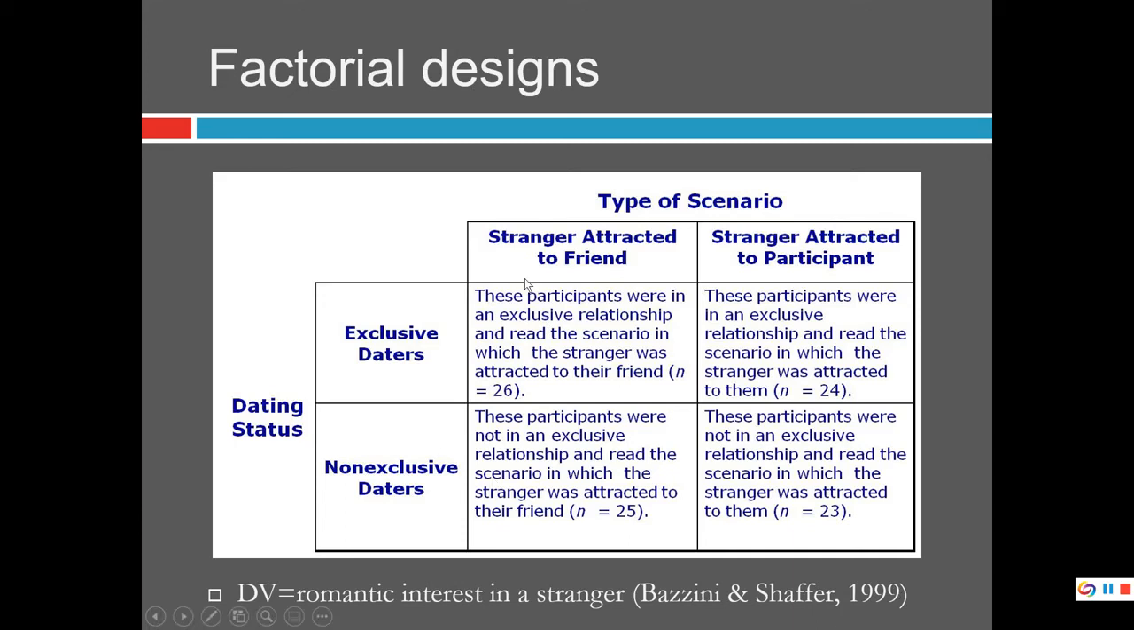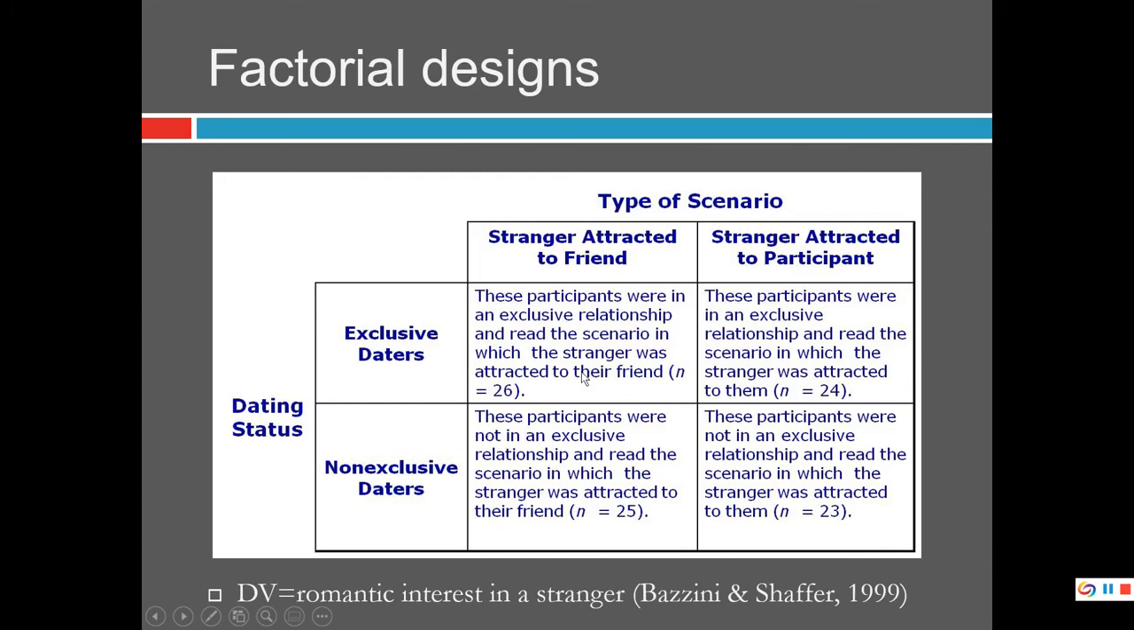So again, you can just see how these things are totally crossed. Have descriptions here that reflect that these are about exclusive daters, reading about someone attracted to their friend, and so on. In this particular study, these were between subjects designs. So there were either exclusive or non-exclusive daters, or either assigned to the attracted to friend or attracted to the participant themselves condition. So these are all between subjects independent variable conditions with mutually exclusive people between all these groups.